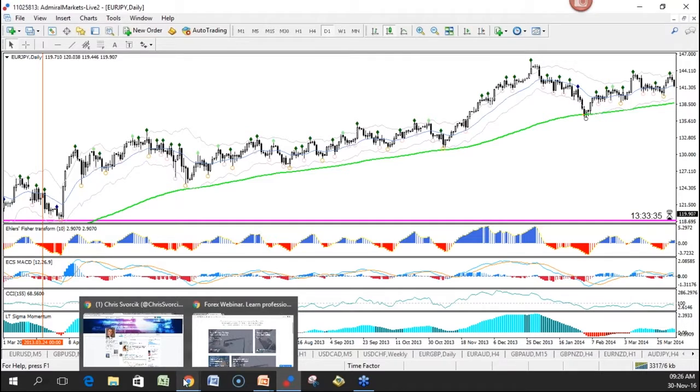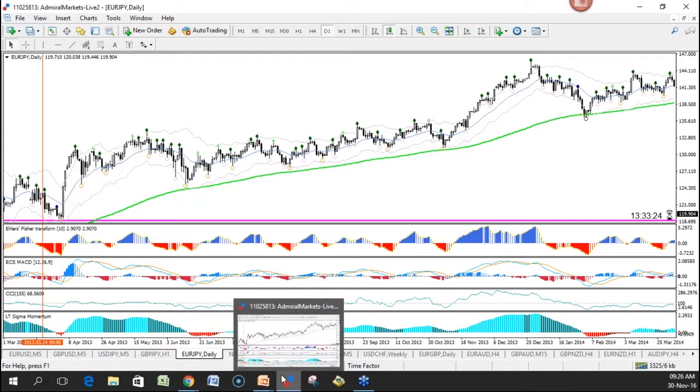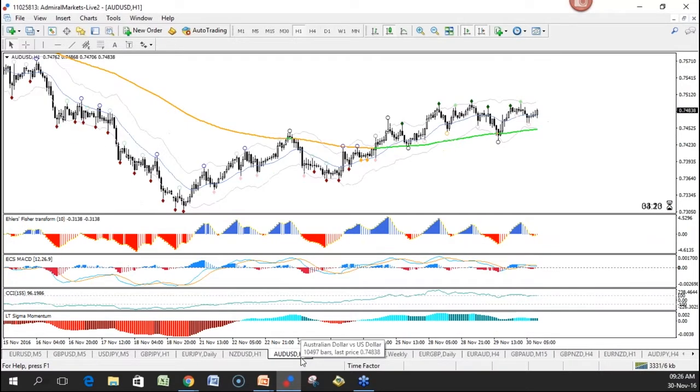Alrighty. Does anyone have a particular currency pair and time frame in mind that they would like to take a look at? Euro pound? Sure thing. Question about the news today.